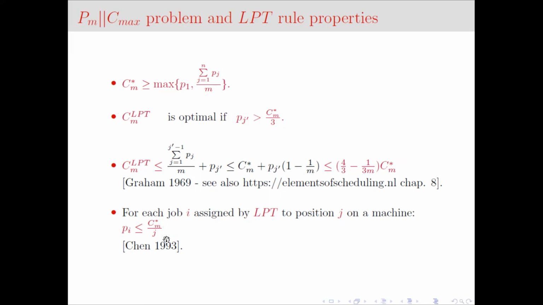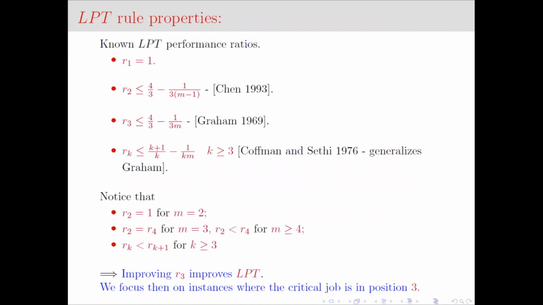There is another piece of information, again another inequality: for a given job i, which is assigned by LPT to position j on a given machine, we know that Pi is more or equal than the optimal solution divided by j. I know there is too much notation, but the point is that there are a bunch of requirements which can all be seen as linear inequalities. So now we have the analysis of the problem and of the results we have.